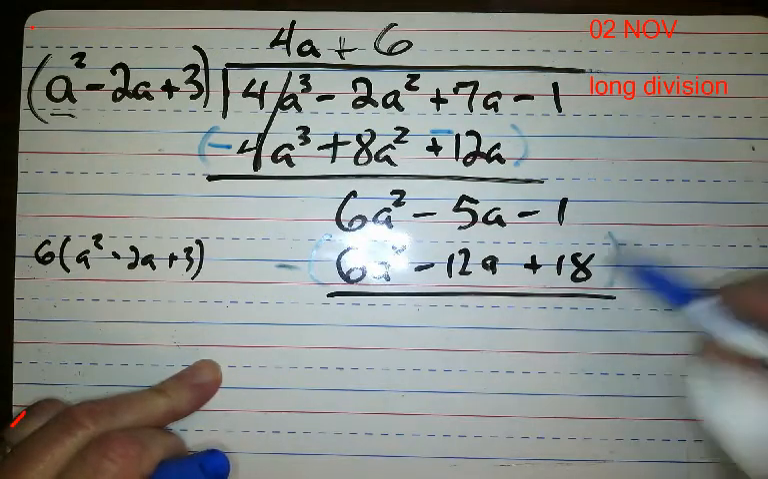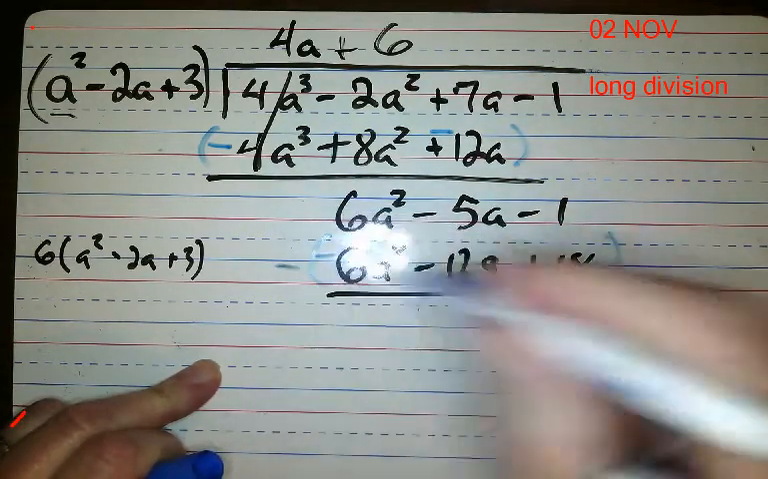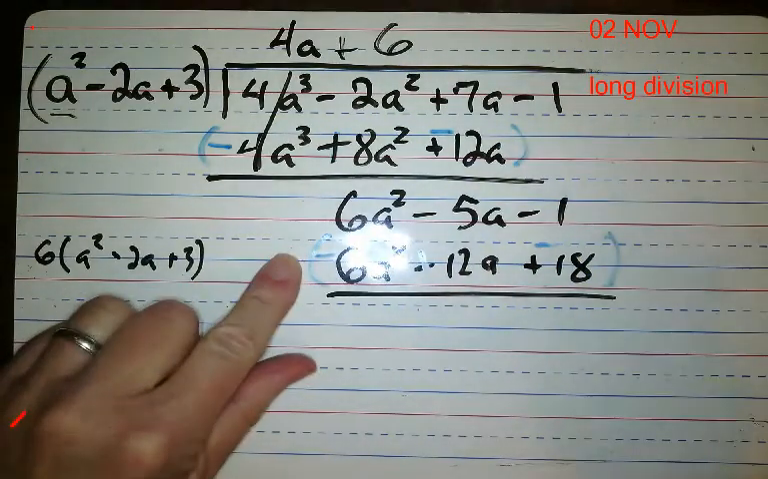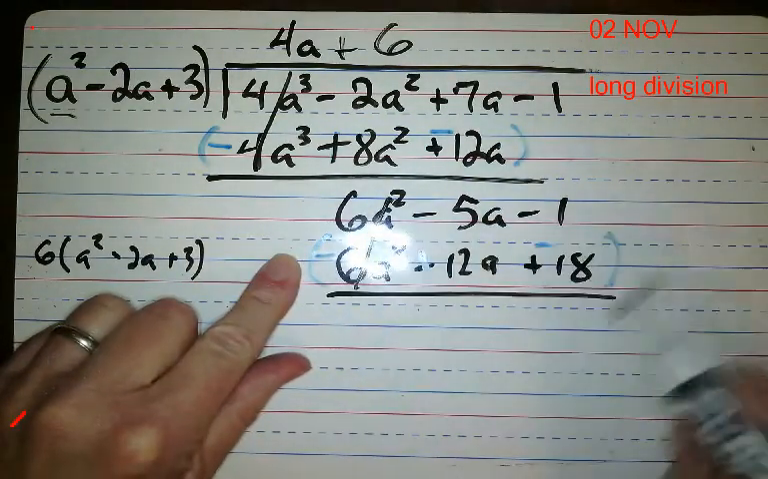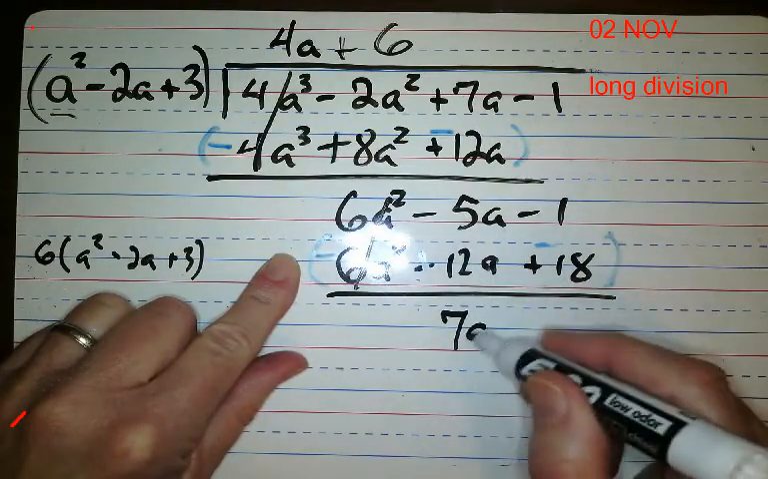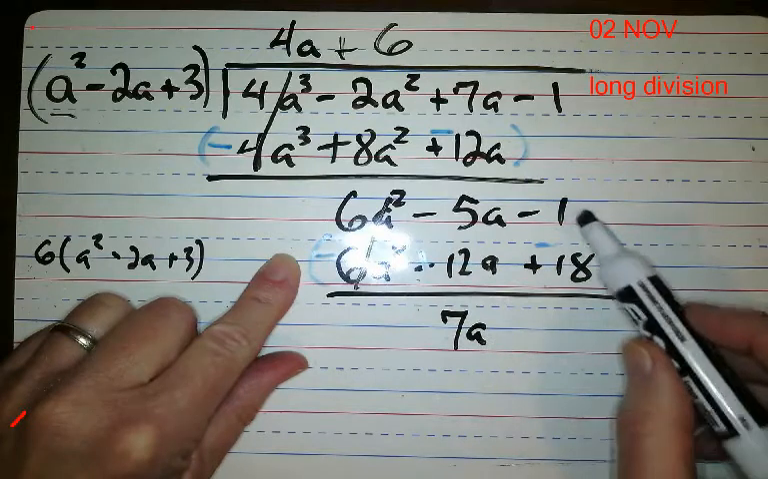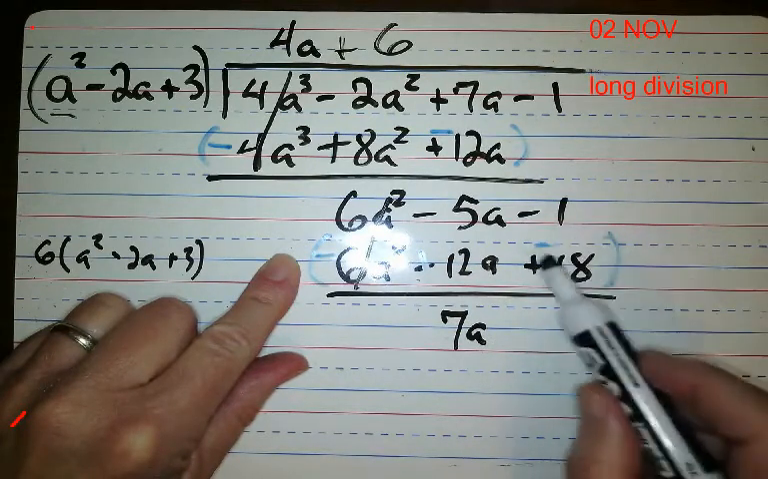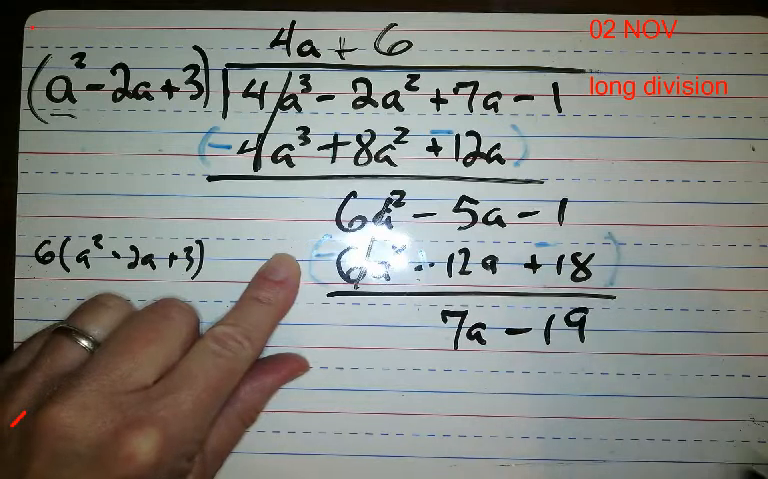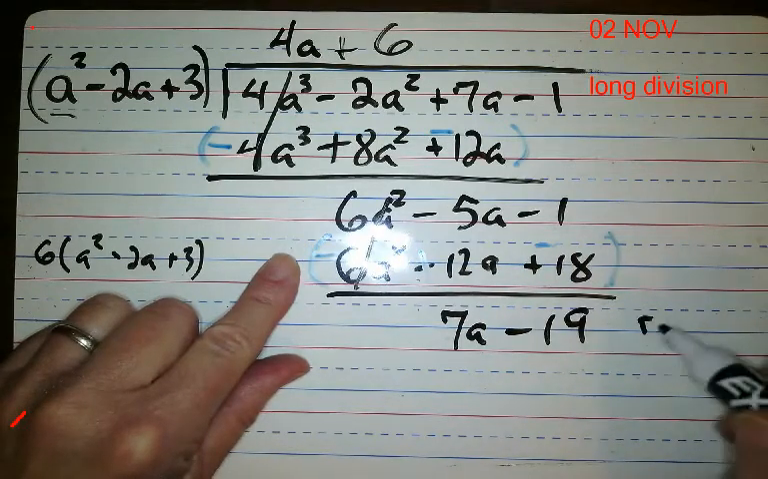Now, when we subtract, we have to change the signs. That's minus, that's plus, that's minus. Right? So this goes away. Positive 12 minus 5. Hey, that's 7. And then this is negative 1. This is negative 18. That's negative 19. Look at that. That's the remainder.